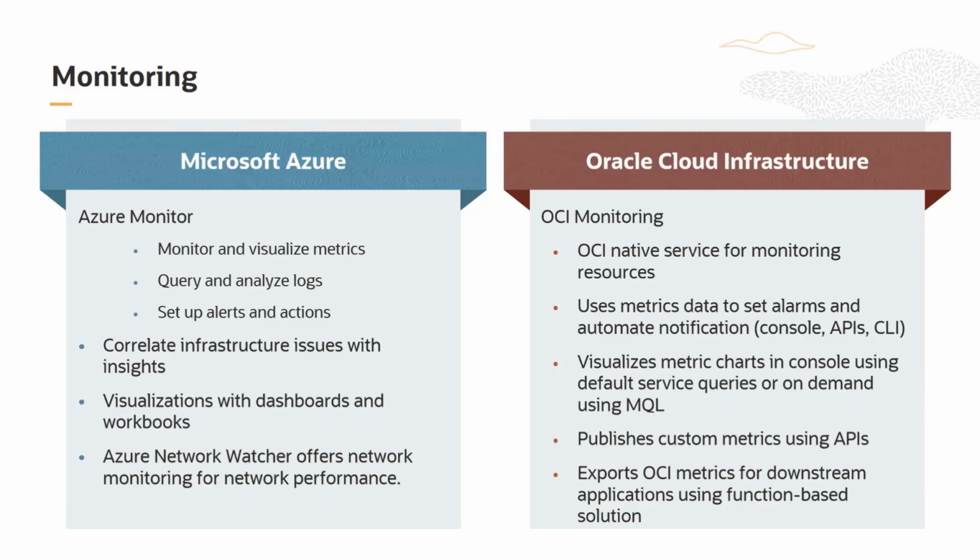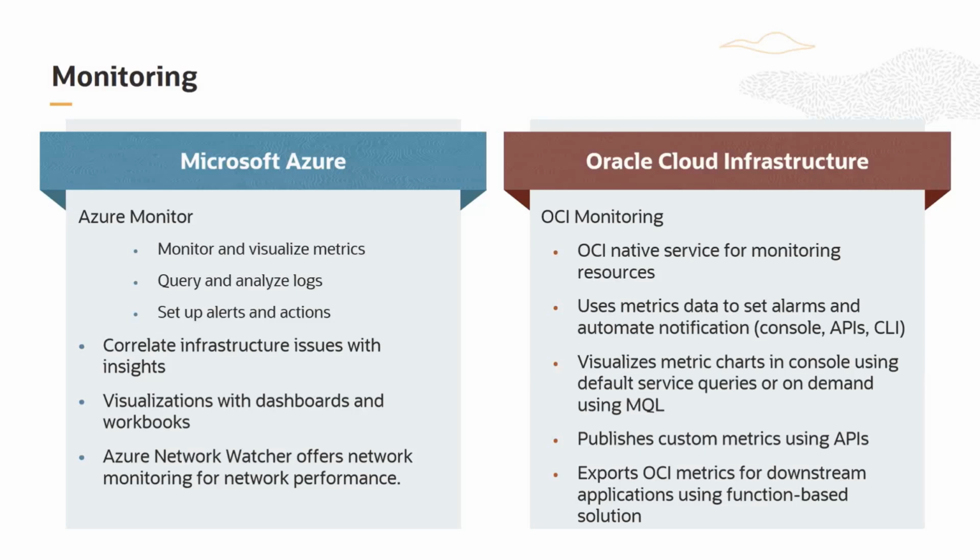Let's talk about OCI. As we have discussed in the previous slide, OCI Monitoring is the native service for monitoring resources. We can use the metric data to set alarms and automate notifications. We have already discussed that architecture. Using Metrics Explorer in the OCI console, you can visualize metric charts using default service queries. You also have the option to edit the queries as needed using MQL, and MQL here stands for Monitoring Query Language. You also have the option to publish your own custom metrics to the monitoring service.